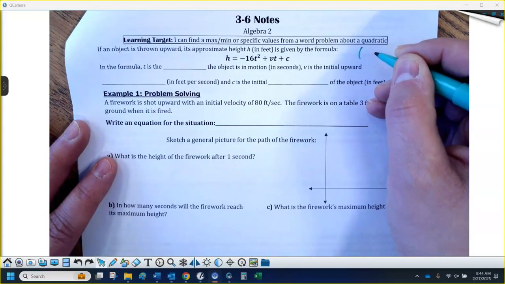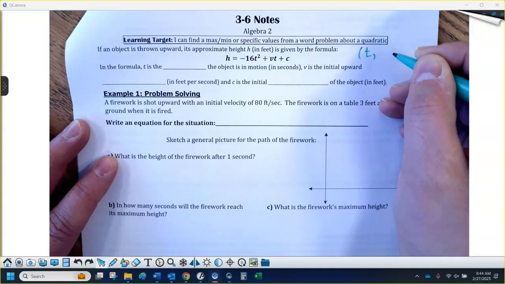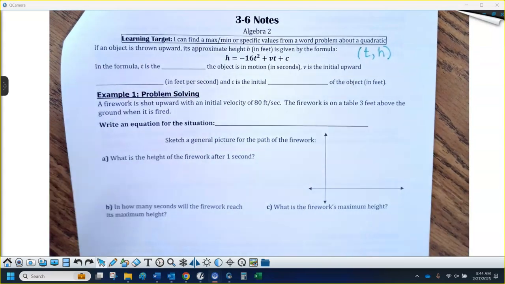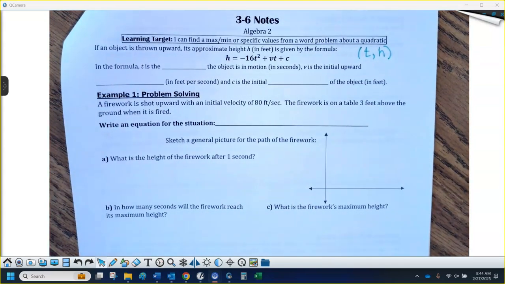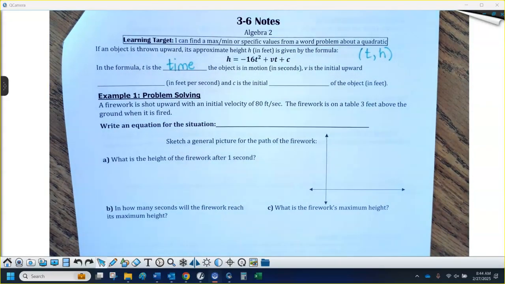Where you guys are used to seeing the x, they use the letter t in that formula. And where you guys are used to seeing y, they use the letter h for height. And so it says in the formula there, I'm going to fill in the blank here, t is actually the time the object is in motion. Specifically, this is in seconds.